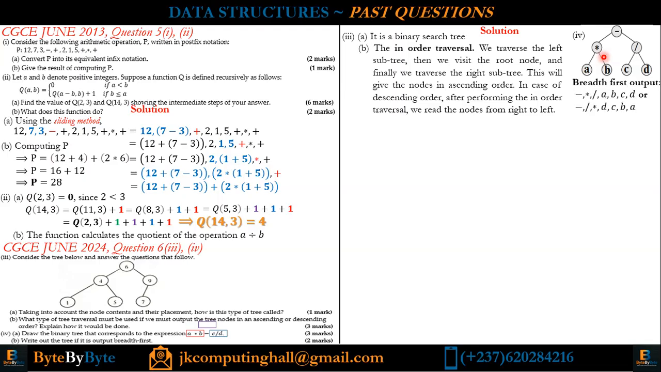Output breadth first, this is what we have. So here we are reading from left to right and here from right to left. From left to right I have times, subtraction, division, A, B, C, D. But from right to left, I have minus, division, multiplication, D, C, B, A. That's the answer to June 2024 question 6 sub 3 and sub 4, which came for 9 marks, dear students.